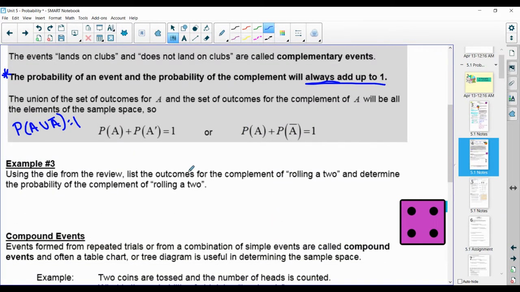All right, using the die from the review, the very first section there, we want to list the outcomes for the complement of rolling a 2. If rolling a 2 is the event, then the complement would be not rolling a 2. So 1, 3, 4, 5, and 6. Those would be the outcomes if we want to look at the probability of not getting a 2. I'm going to write it with a 2 in the bar. So the probability of not getting a 2 would be 5 out of 6.